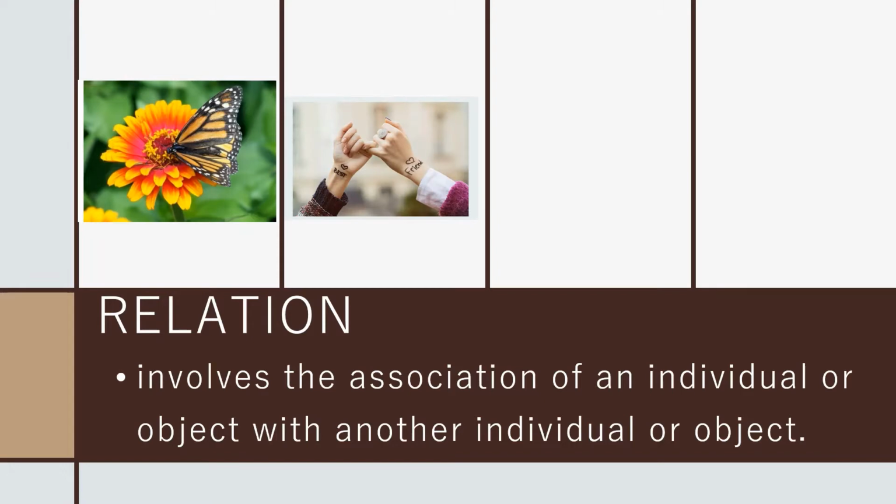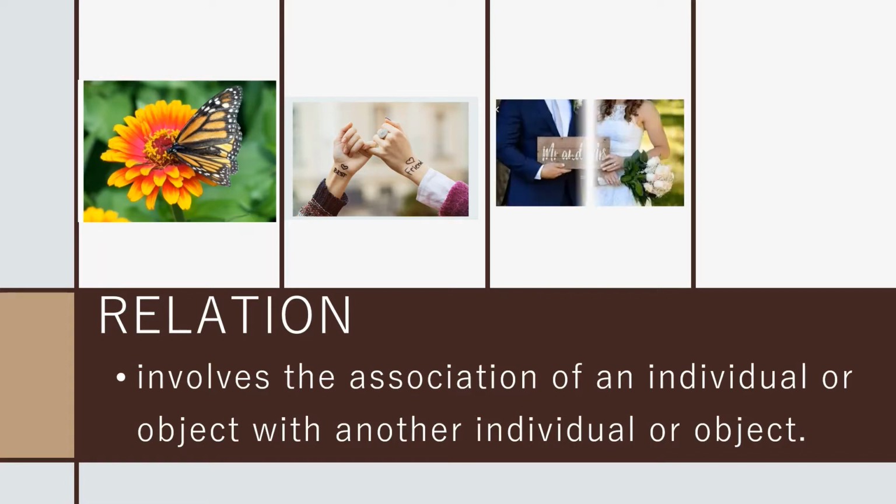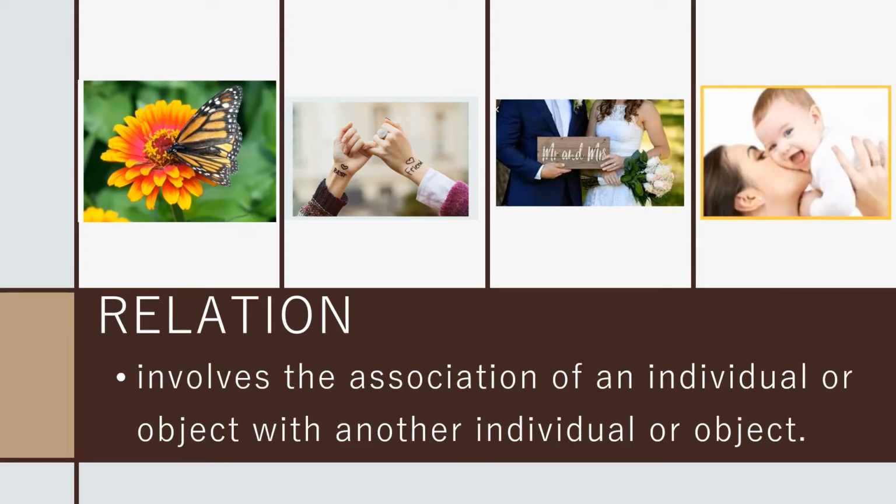Then we have your relation with your peers or friends. How are you related to your friends? Then another example is the relation between husband and wife. And we also have the relation that exists between a mother and a child. So those are examples of relations.